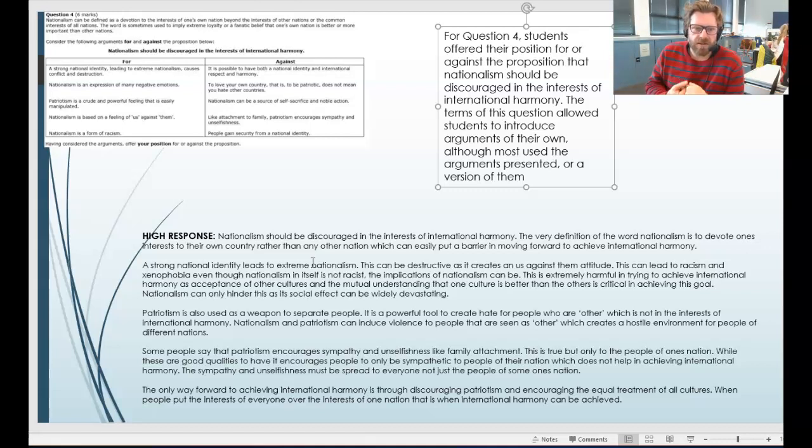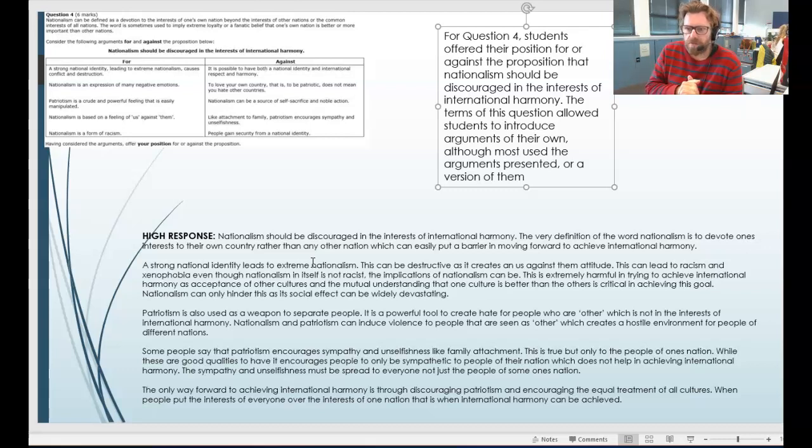A strong national identity leads to extreme nationalism. This can be destructive as it creates an us against them attitude. This can lead to racism and xenophobia, even though nationalism in itself is not racist. So it's saying nationalism isn't necessarily the same as being racist, but it can lead to racism and often does. Really great argument there.